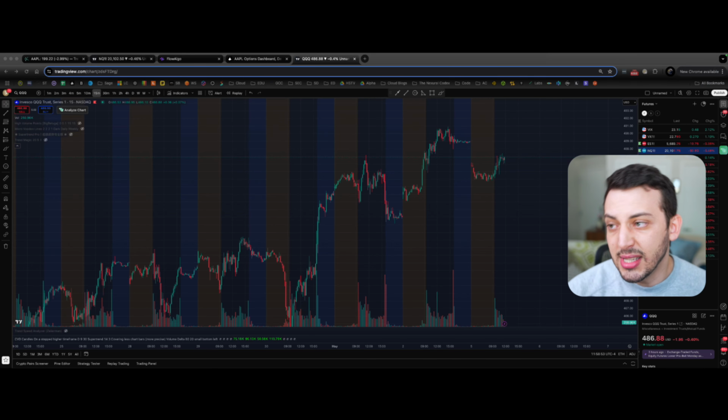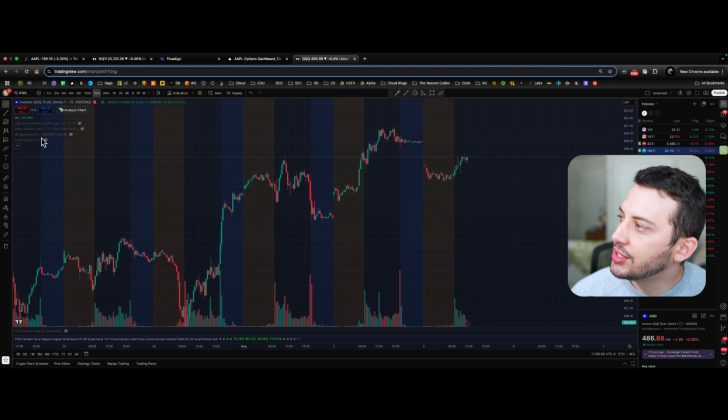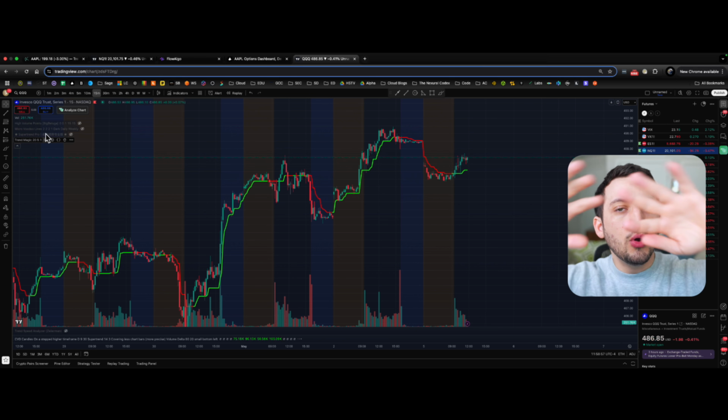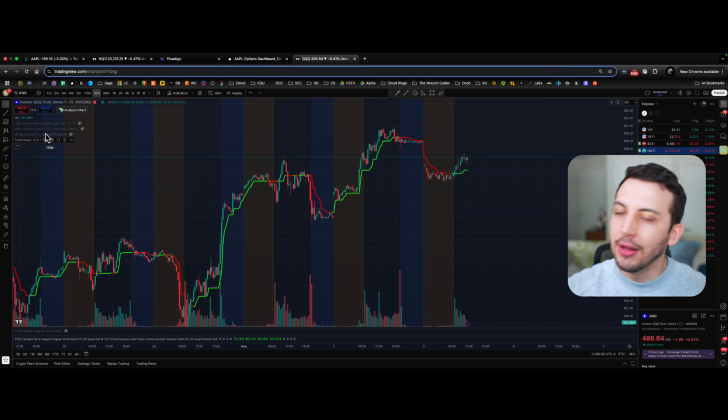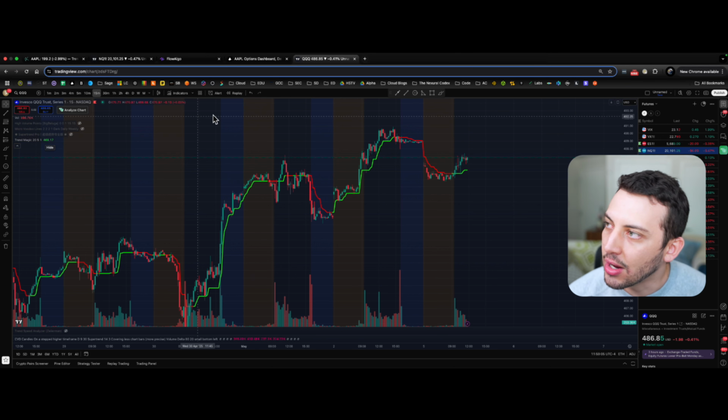Okay, here we are on a chart. This is actually a live session. So let's introduce the trend magic indicator. I'm going to leave the moving averages out of this example. I want us just to focus on the visual representation of whether the trend is there or not.